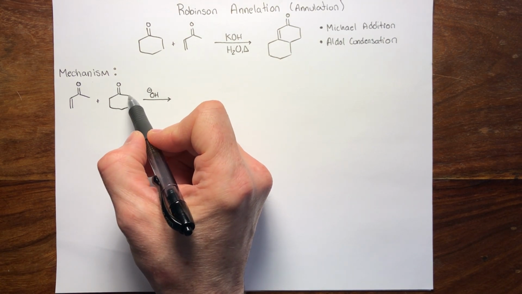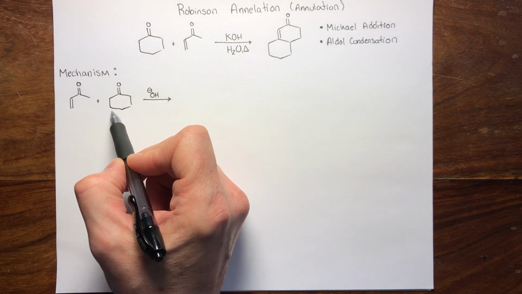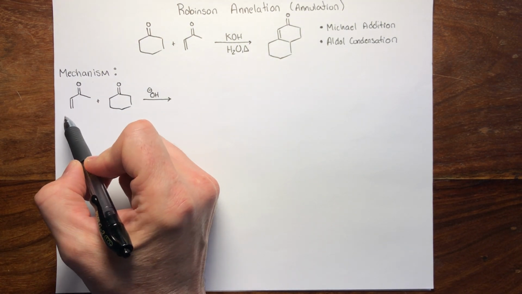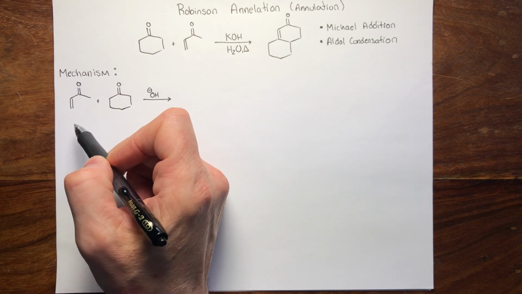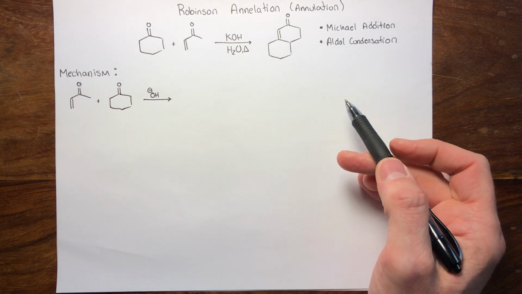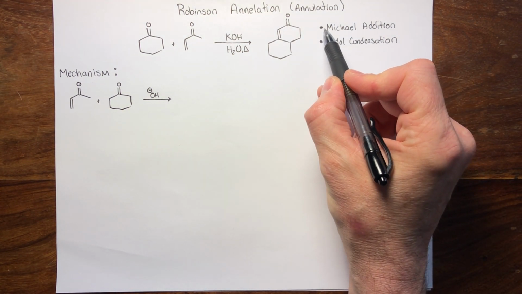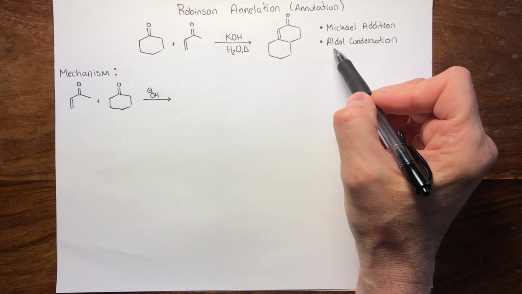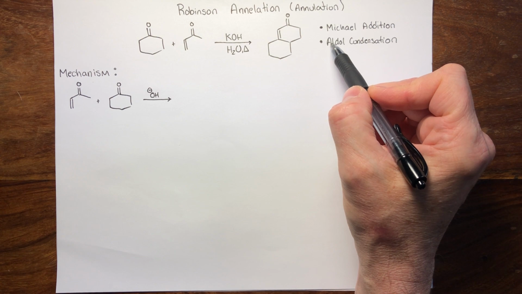If you look at this, hydroxide can do many different things, right? It could pluck a proton from this carbon, it could pluck a proton from that carbon, it could add to that carbonyl, it could pluck a proton from this carbon, it could add to this carbonyl, or it could add to the beta center. And realistically, this hydroxide is probably going to do all of those things, but only one of those things is going to be able to get us to the product, okay? Remember that the two reactions involved in the overall Robinson annulation are Michael addition followed by an aldol condensation.